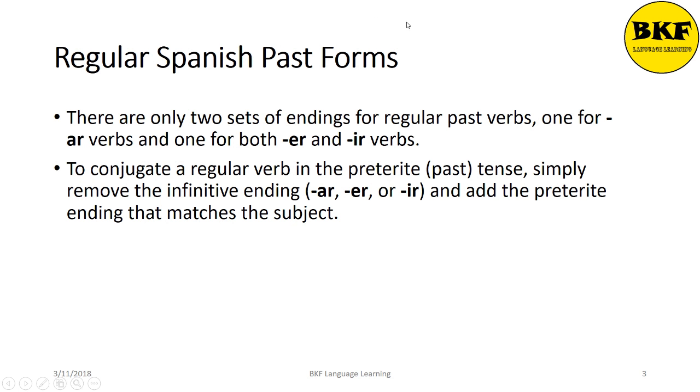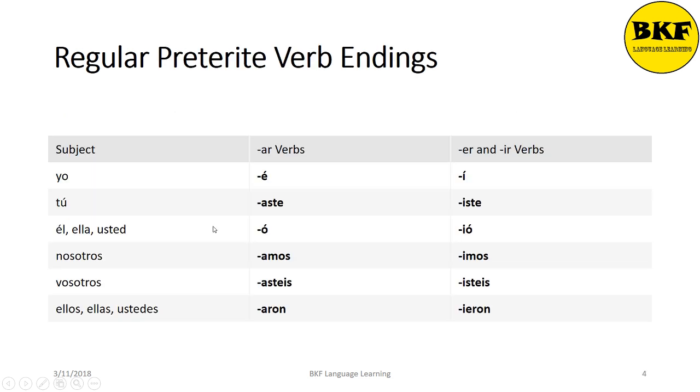Okay, so regular past forms. In Spanish, there are only two sets of endings for regular past forms, one for AR verbs and one for both ER and IR verbs. To conjugate a regular verb in the past tense, simply remove the infinitive ending and add the past ending that matches the subject. So these are the endings.